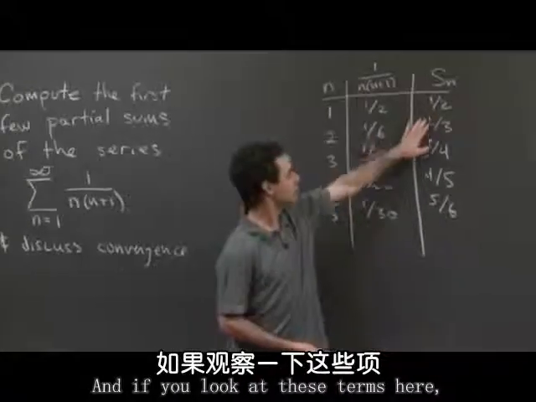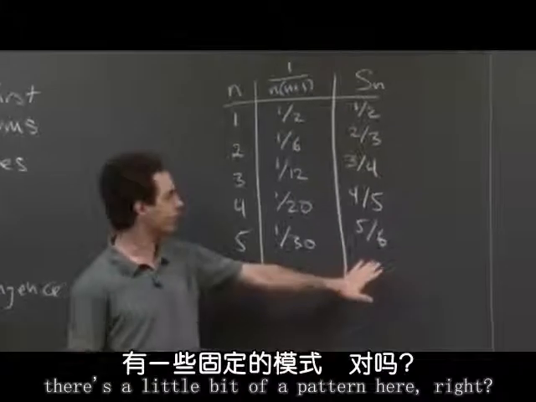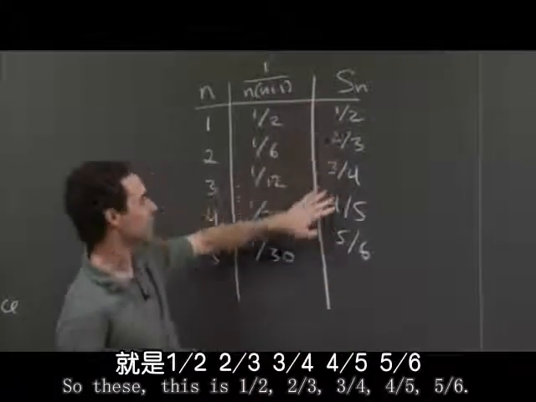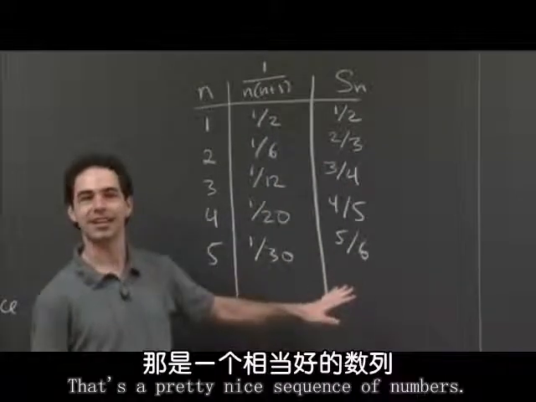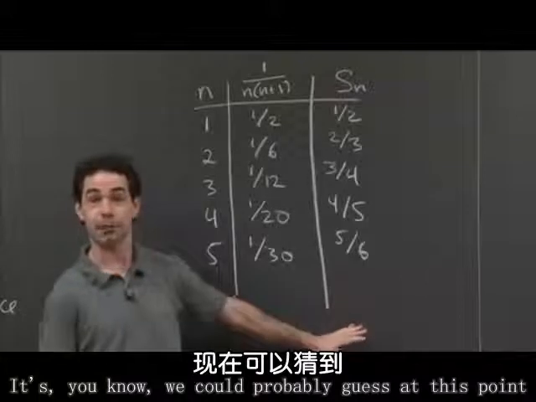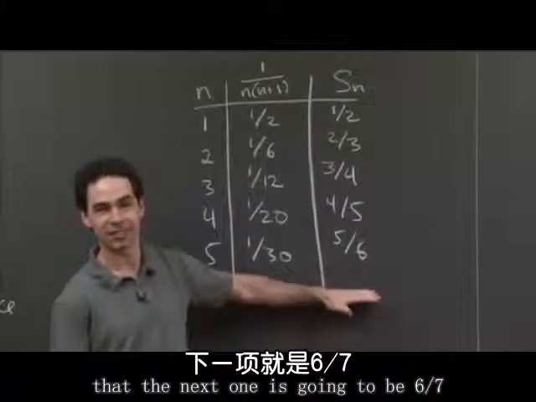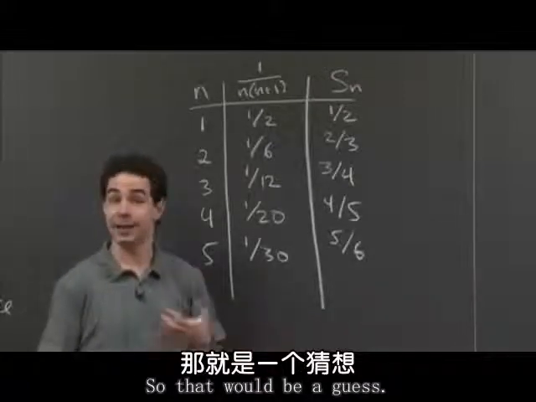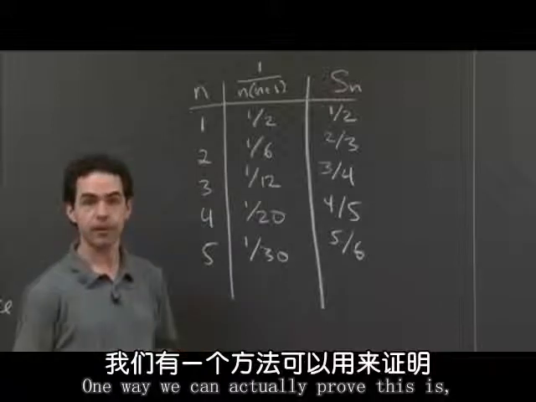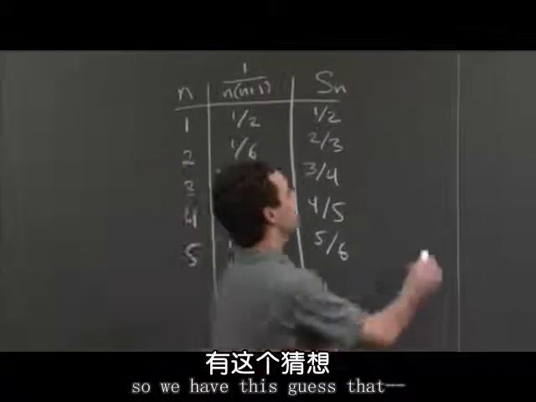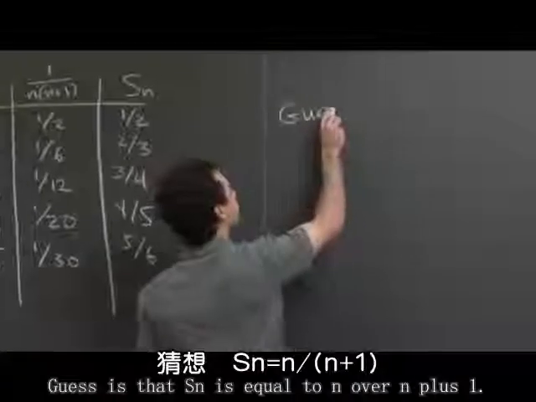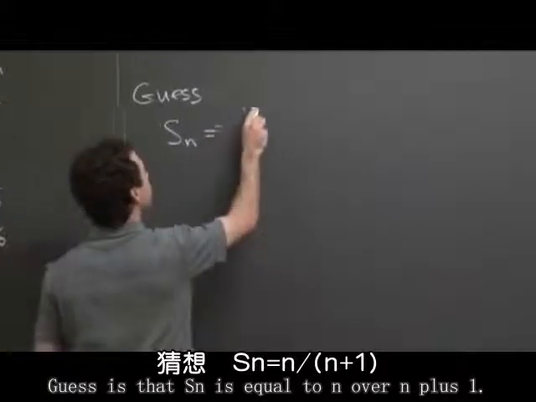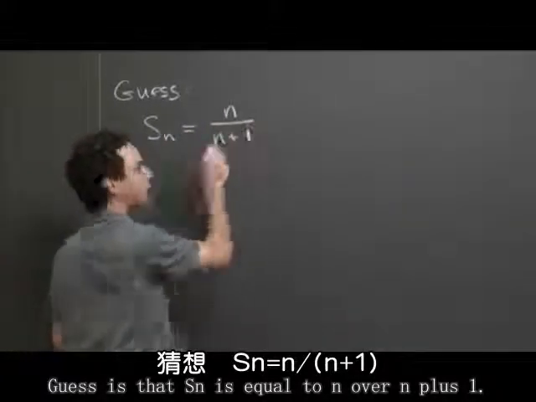And if you look at these terms here, you'll see that there's a bit of a pattern, right? So this is 1/2, 2/3, 3/4, 4/5, 5/6. That's a pretty nice sequence of numbers. We could probably guess at this point that the next one is going to be 6/7 and 7/8 and so on. So that would be a guess. One way we can actually prove this is, let me write it down. The guess is that Sn is equal to n over n plus 1.